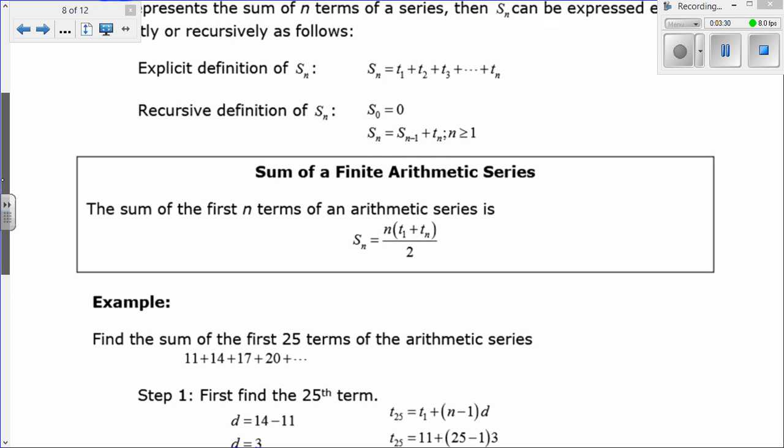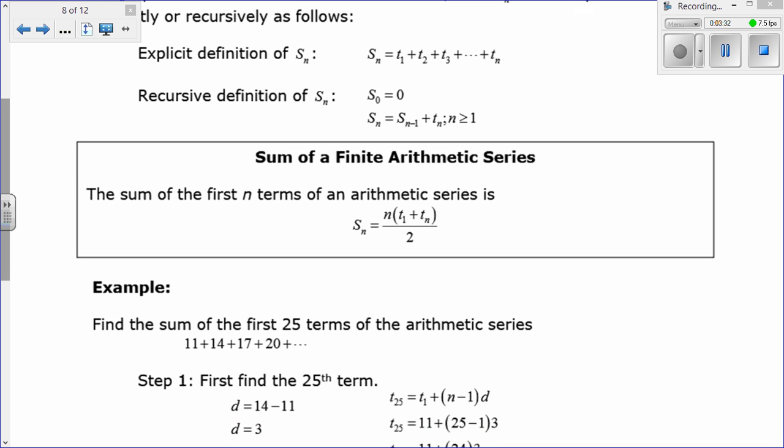Okay, here we go. The sum of a finite arithmetic series. The sum of the first n terms of an arithmetic series is S sub n equals n times t sub 1 plus t sub n, divided by 2. Remember, n is the number of terms. T sub 1 is the first term, and t sub n is the last term.